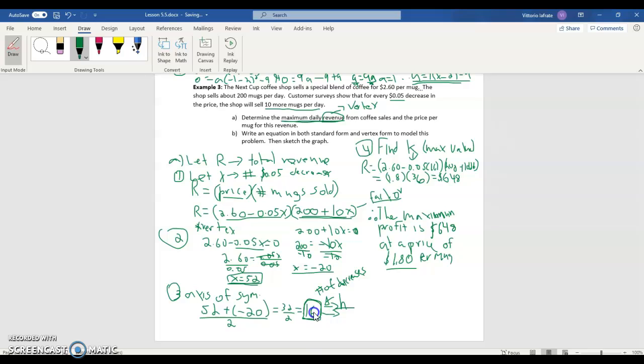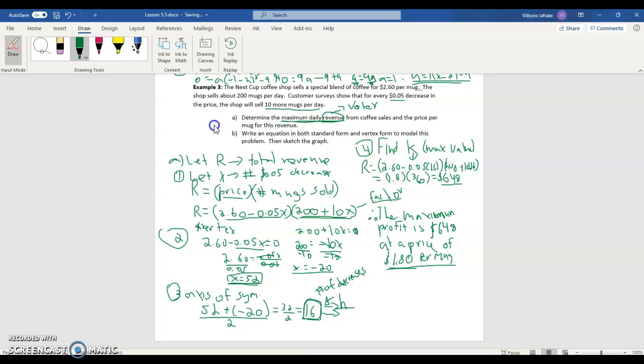That's the x coordinate of our vertex. It's not the price, but it's the number of drops, the number of 5-cent drops, so 16 of those. Which means that if you plug it into your equation in the end, your maximum revenue would be 2.6 minus 0.05 times 16 times 200 plus 10 times 16, which gives you 648. So $648 per day would be the maximum revenue when my mug costs $1.80. It was $2.60. If I bring it down to $1.80, then it'll be my maximum return. And I know you're thinking, how can you make more if it's less? Well, every time you drop it, you also get an increase of 10 mugs being sold.